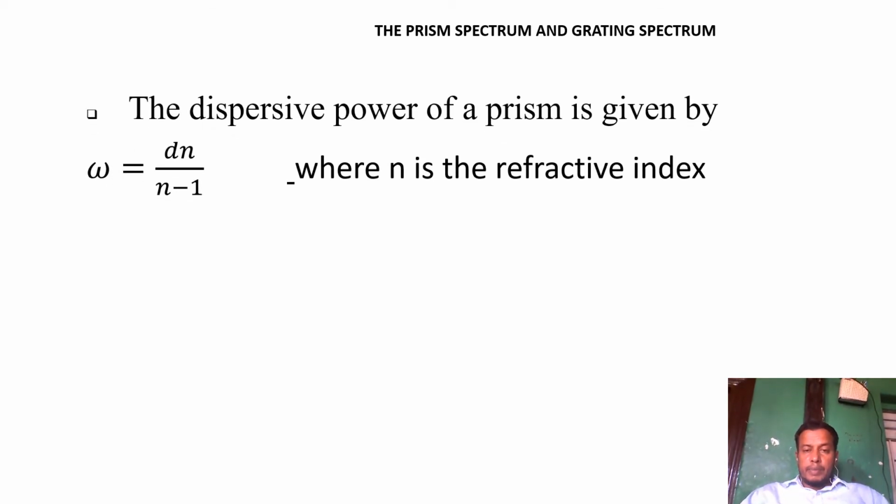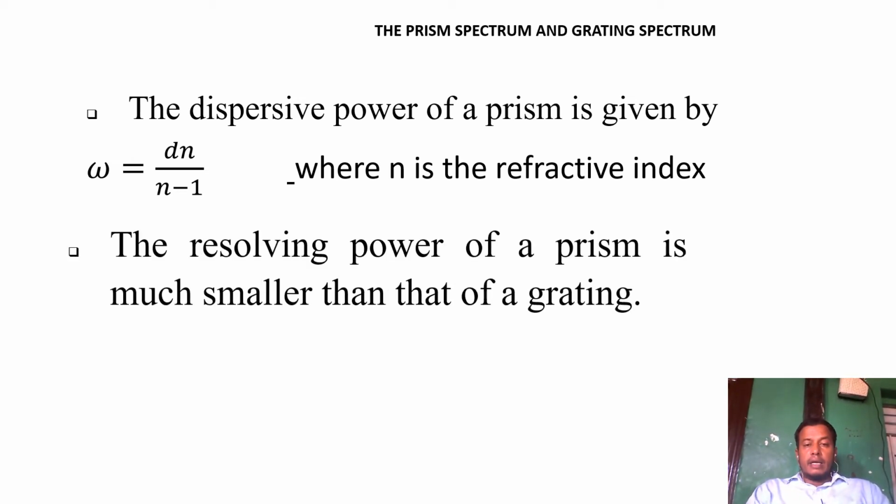In this prism spectrum, the dispersive power is given by dn by n minus 1, where n is the refractive index, and the resolving power of the prism is much smaller than the grating. Resolving means you can distinguish the incident colors, that is, the separation of the colors. That is the resolving power of the prism, so it is very small compared to the grating.